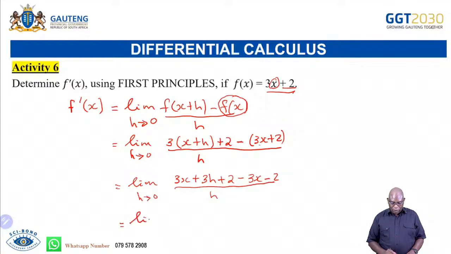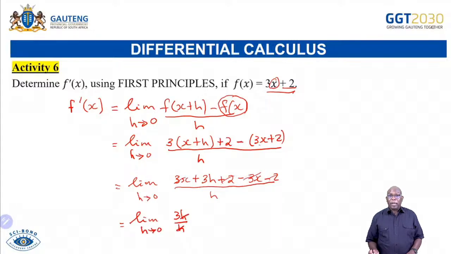Then we're going to have the lim of this one and that one, it's 0. This one and that one is 0. Then we're left with 3h over h when h approaches 0. Those two there, they divide each other, then the answer there is going to be 3. Right. Okay. So first principle, we must all know how to do it.